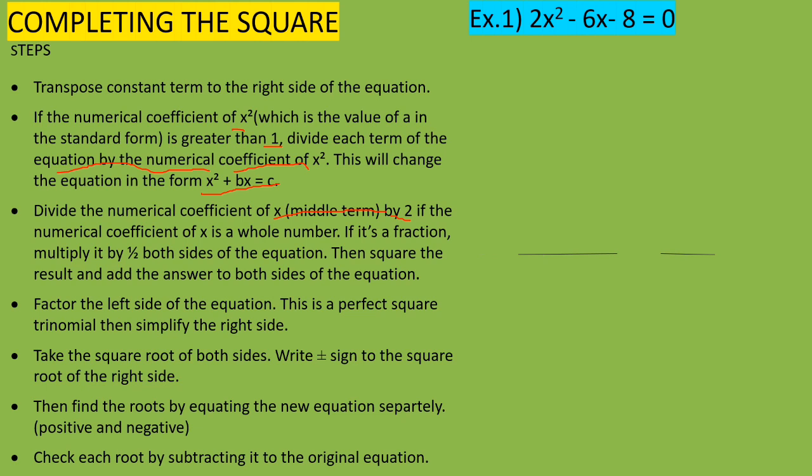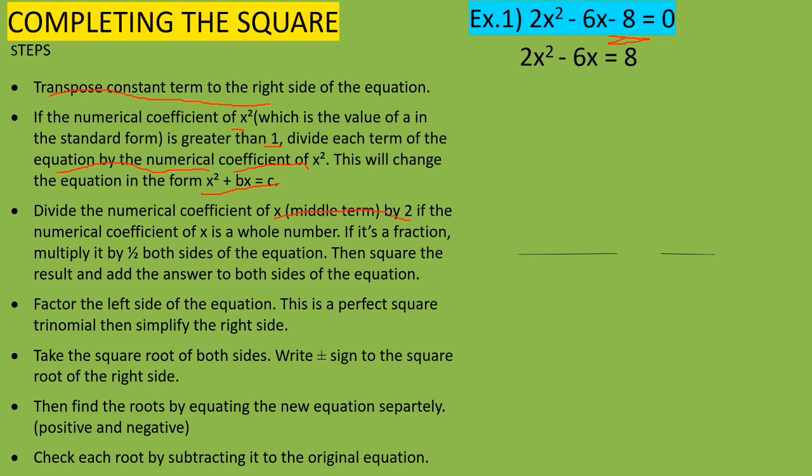Okay, so we have example here. 2x squared minus 6x minus 8 is equal to 0. Una, ita-transpose muna natin si constant to the right side. So, ang constant natin ay si negative 8, yung number lang. So, ililipat natin sa kabila. So, meron na tayong 2x squared minus 6x is equal to 8.